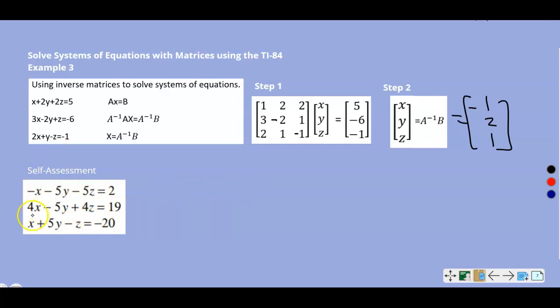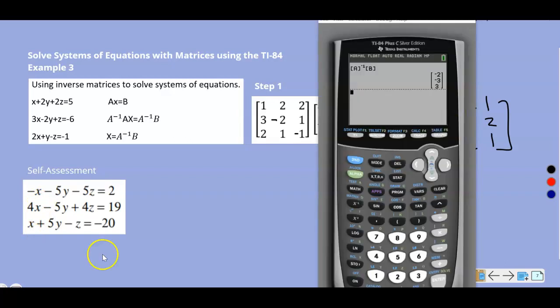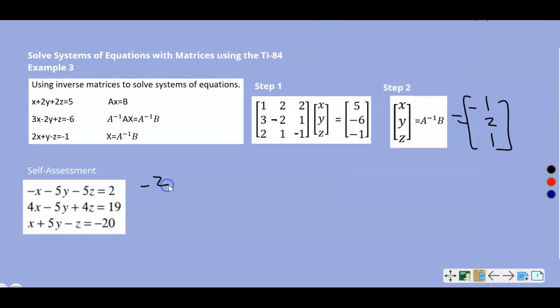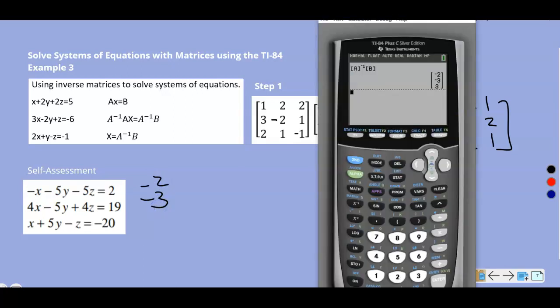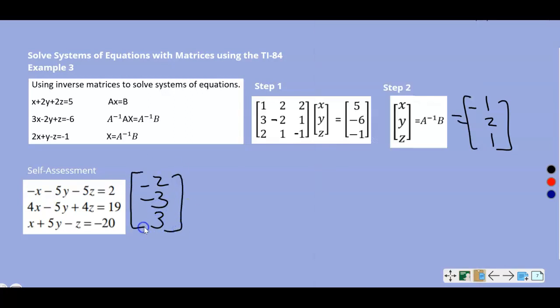All right, take just a moment, do the self-assessment, and we'll check our answers in a second. All right, hopefully you took a couple minutes to enter matrix A and B in your calculator. Then if you did A inverse B, you will get negative 2, negative 3, and 3. So this would be your X, your Y, and your Z. Again, you can do it the other way using the augmented matrix, but the calculator is much quicker.